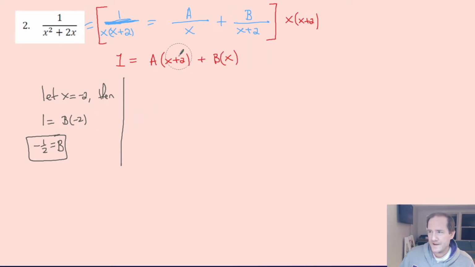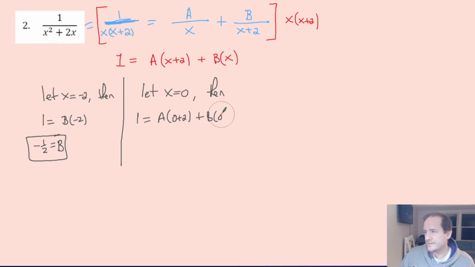Anyway, we can find the value of a now by letting x equal 0. Then 1 equals a times (0 plus 2) plus b times 0. So 1 equals 2a. So now a is 1/2 too.